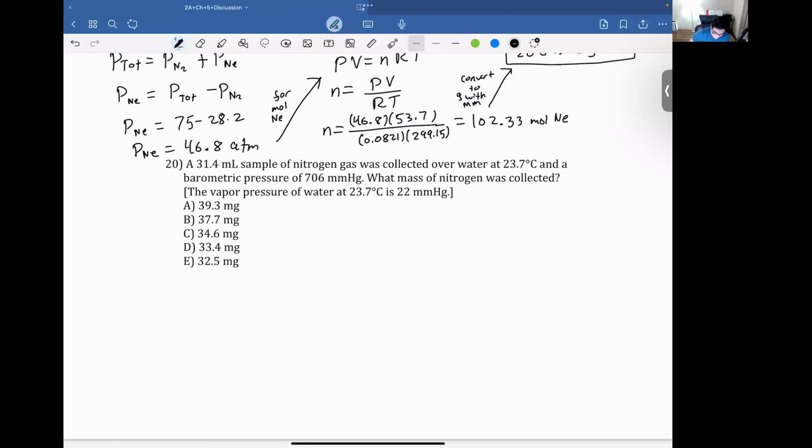Number 20. It says a 31.4 milliliter sample of nitrogen gas was collected over water at 23.7 degrees Celsius and a barometric pressure of 706 millimeters of mercury. What mass of nitrogen was collected?